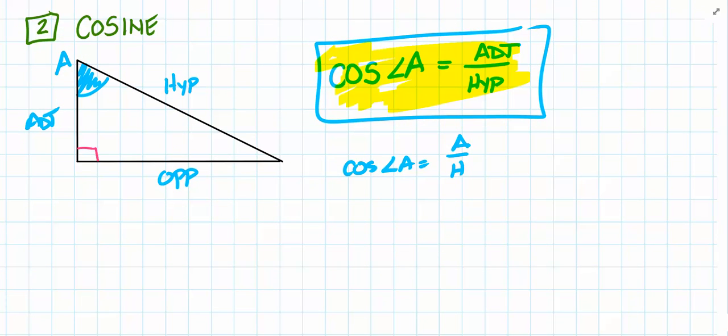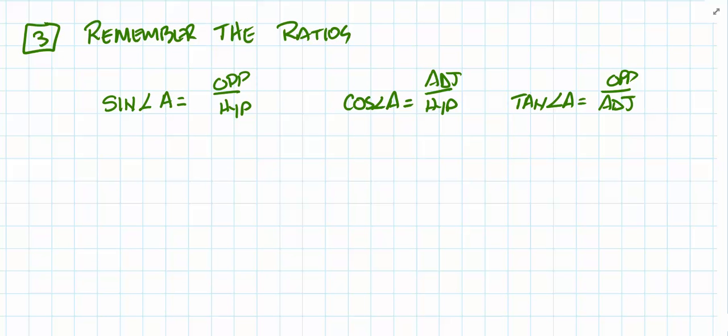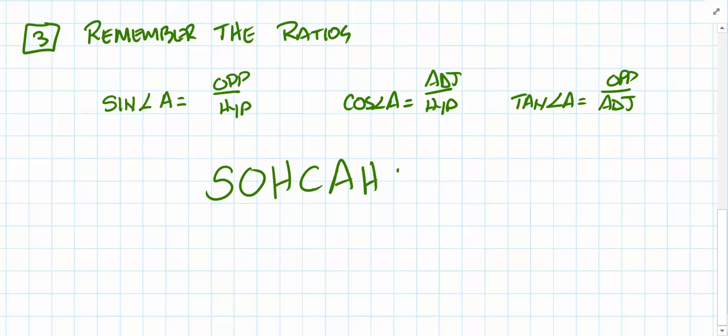All right, so we have all these ratios now. We have to look at them all and come up with a way to remember which one we're using. Here are all the three trig ratios that we've talked about: sine, cosine, and tangent. They are different ratios. And by far the most popular way to remember it is this SOHCAHTOA thing, right? SOHCAHTOA. What does that stand for?